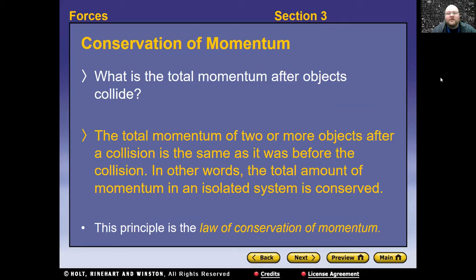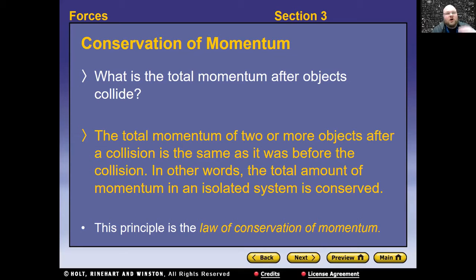And then one final thing here about momentum before we look at some examples of how to calculate. What is the total momentum after objects collide? The total momentum of two or more objects after a collision is the same as it was before the collision. In other words, the total amount of momentum in an isolated system is conserved. And we call this principle the law of conservation of momentum.